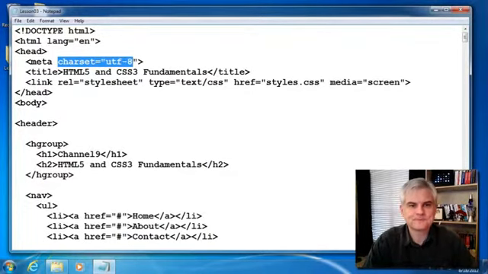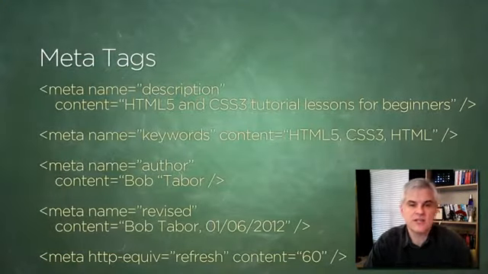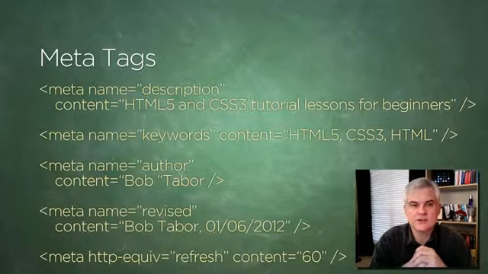Okay? Okay, so what other types of meta tags could be added instead of or in addition to the charset UTF-8? We'll take a look on screen. I've got a couple of examples here. We have a description, keywords, an author, a revised, and then also a refresh.